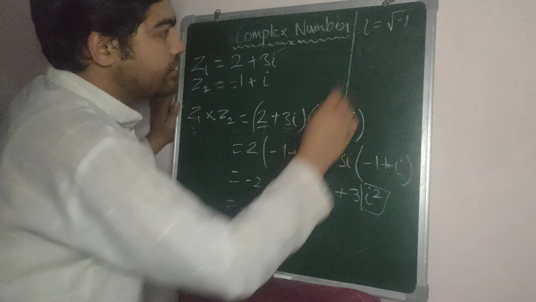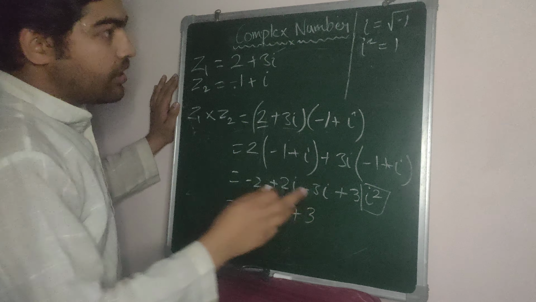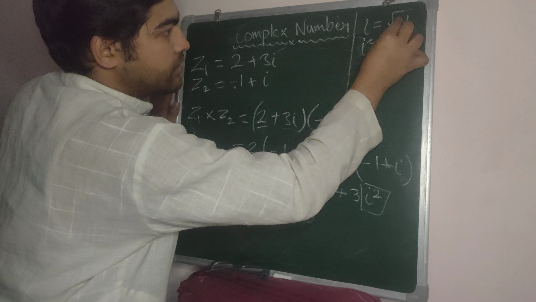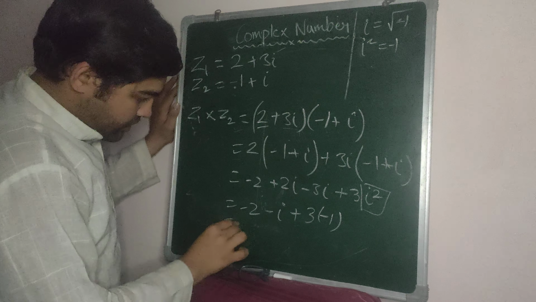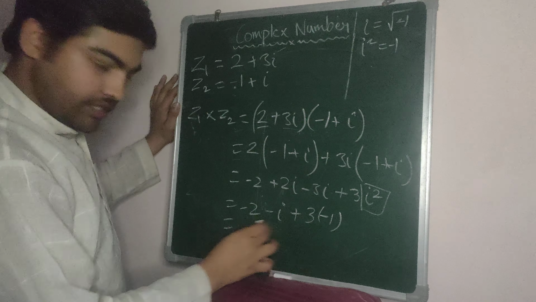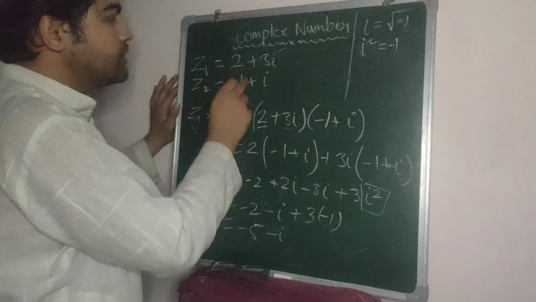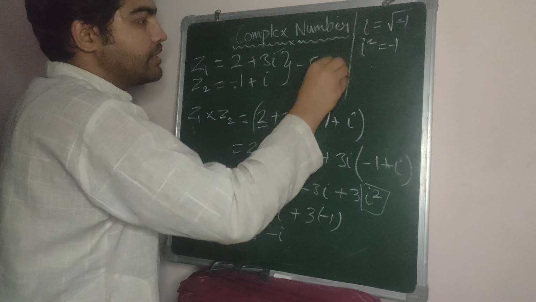So i square is minus 1. So this should be not 1 but minus 1. Okay, square and root, this is the minus 1. Now minus 2, minus 3 should be added. It is minus 5 and minus i. So the multiplication of these two complex numbers is minus 5 minus i.